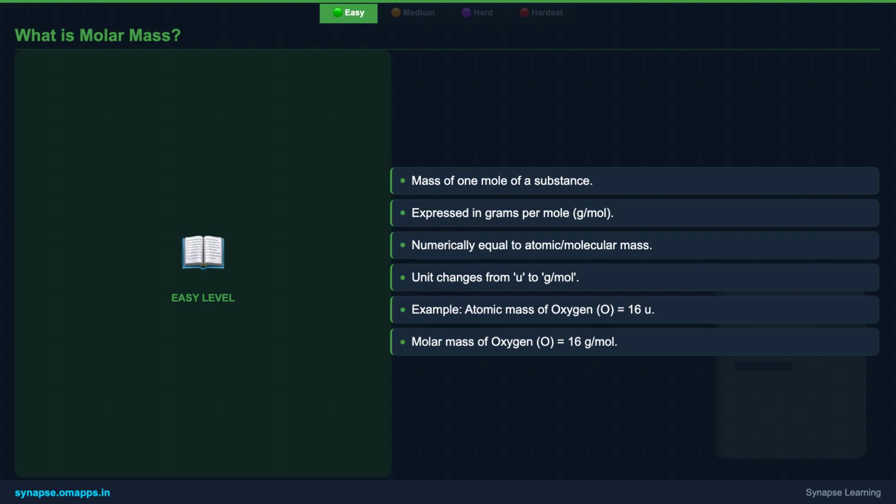A mole is just a fancy word for a specific, very large number, 6.022 x 10^23 particles. This number is called Avogadro's number, and it helps us count atoms, molecules, or even ions in a practical way. So, if you have 1 mole of iron atoms, you literally have 6.022 x 10^23 iron atoms.